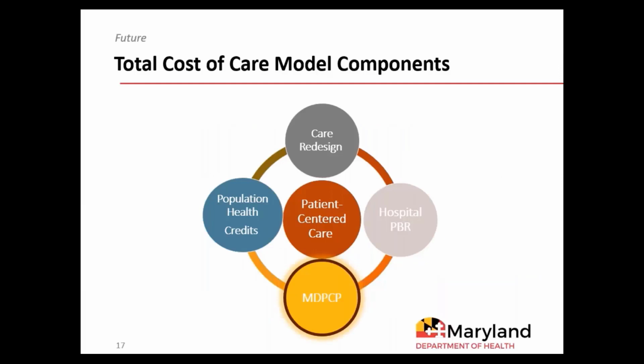So here are the elements of that larger model. Included is the primary care program, that's MDPCP, but also population health and the hospitals committing to reducing the total cost of care and accepting the responsibility for the populations that they serve, and then broadly care redesign. Next slide.